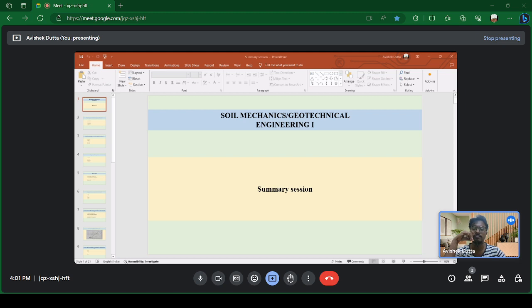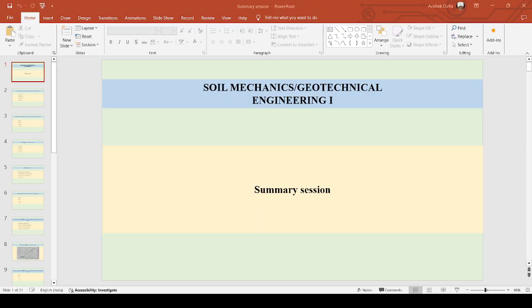This session has mainly conceptual questions from the previous sessions that have been covered in all the live sessions. In short, it also has MCQs, numericals, MSQ or true-false kind of questions. It is a 1 hour session. I've already joined the meeting. It's already 4 o'clock, so I'll be starting the session now. This is the last session of the course Soil Mechanics Geotechnical Engineering 1.